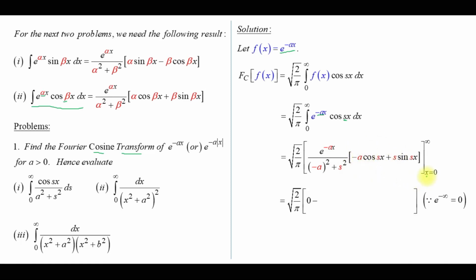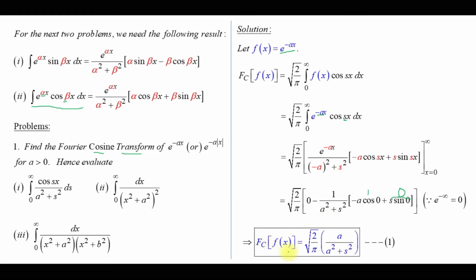For the lower limit, we substitute x equals 0. When x equals 0, e^0 is 1. So 1 divided by (a² + s²) into (−a cos 0 + s sin 0). What is the value of cos 0? 1. What is the value of sin 0? 0. So minus into minus is plus, giving a divided by a² + s². So the Fourier cosine transform of f(x) equals square root of 2 by pi into a divided by (a² + s²). Take this as equation number 1.